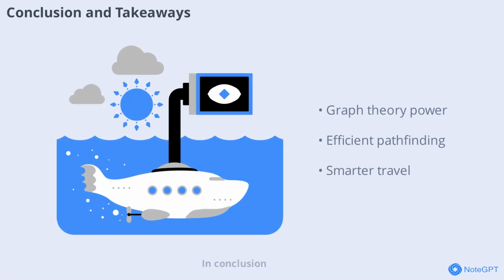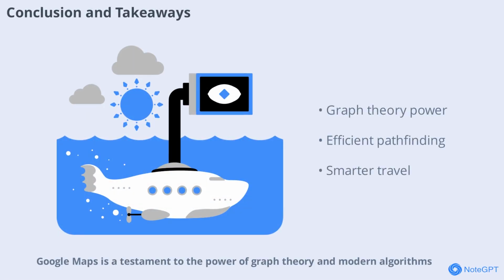In conclusion, Google Maps is a testament to the power of graph theory and modern algorithms. By abstracting the world into nodes and edges, assigning dynamic weights, and employing efficient pathfinding, the app delivers unparalleled navigation. As technology advances, Google Maps will continue to lead the way, making travel smarter and more connected for everyone.